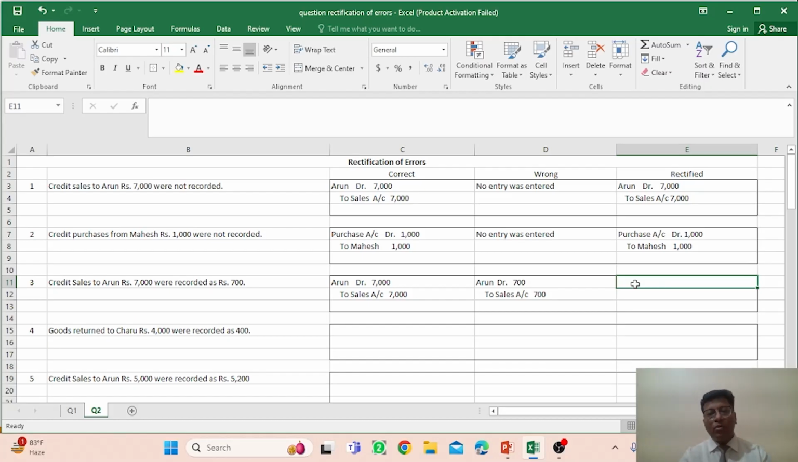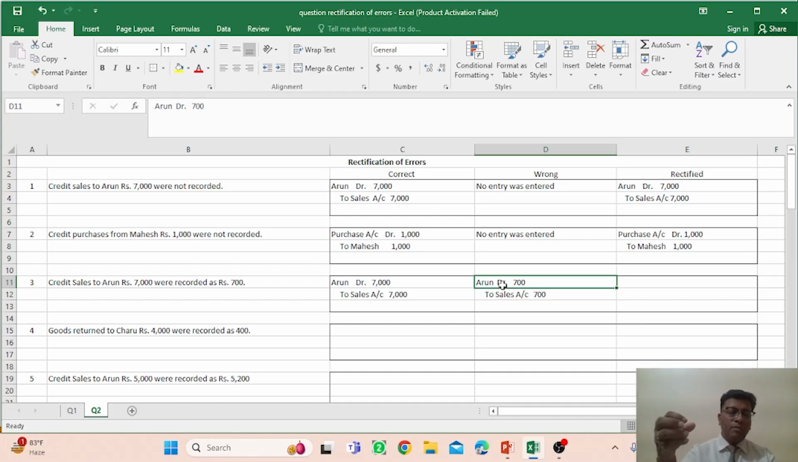So you have to focus on the correct entry and the wrong entry. The correct entry should be Arun debit to sales by 7,000. So the same accounts were debited and credited. You are not making an error in the Arun account or the sales account, but in the amount. The account to be debited is Mr. Arun, and the account to be credited is the sales account. But there is an error in the amount of the transaction. The amount should be 7,000 and you are writing 700.